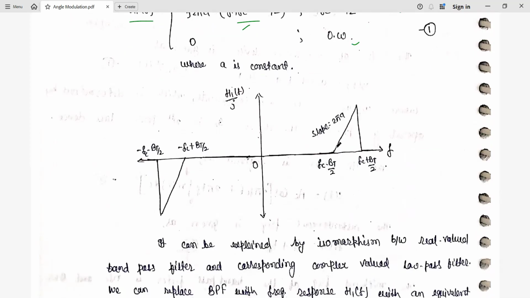Here the slope is 2 pi a, and here also the slope is going to be 2 pi a. This is in the range of fc minus BT by 2 to fc plus BT by 2. And again, this one is in the range of minus fc minus BT by 2. In this range we have the response. After that, everywhere else it is going to be 0. Again here we have a response, and this is the vertical line. This is how we draw equation 1 in terms of a diagram.